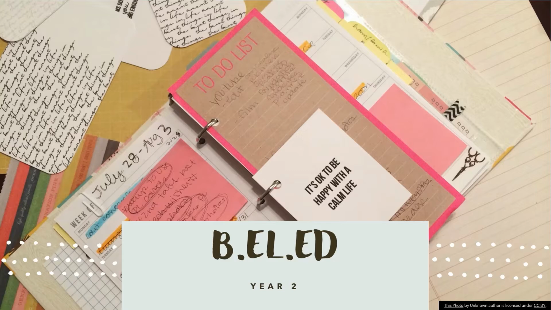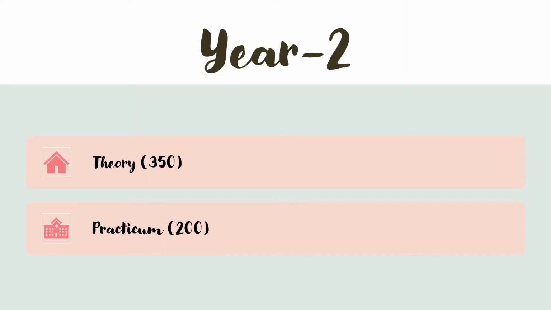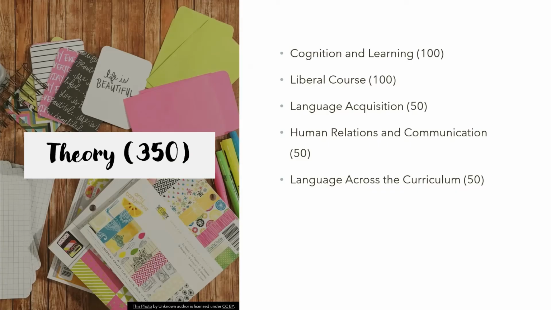In today's video we are going to learn about what all subjects are there in B.EL.ED second year. In this year, your syllabus is divided again in two parts, which is theory for 350 marks and practicum which holds 200 marks. So without wasting time, let's start with the theory part. You can see the name of subjects written alongside which you are going to study in your second year.